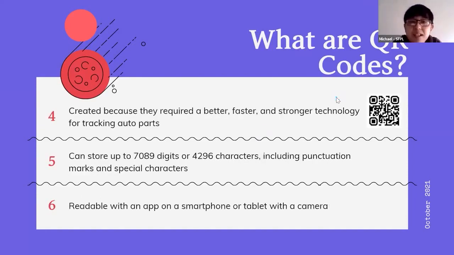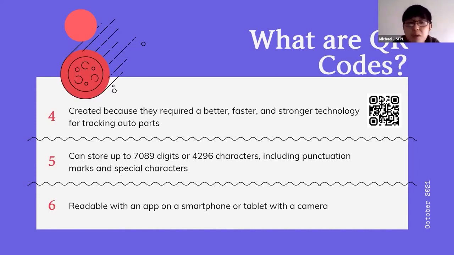They created this because they required a better, faster, and stronger technology for tracking auto parts. At the time, QR codes were a quicker way of scanning and tracking auto parts. A typical QR code can store up to 7,089 digits or 4,296 characters, and that's including punctuation marks and special characters.